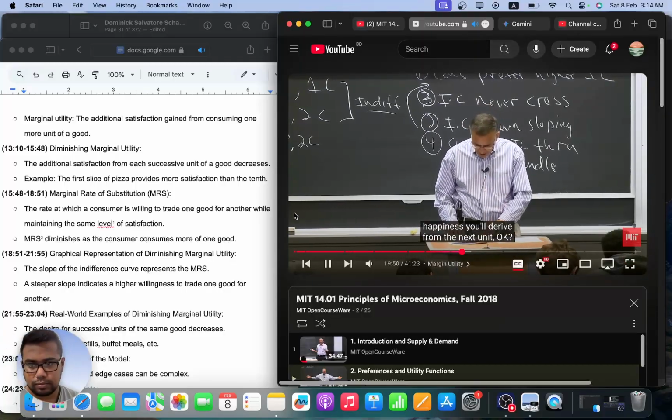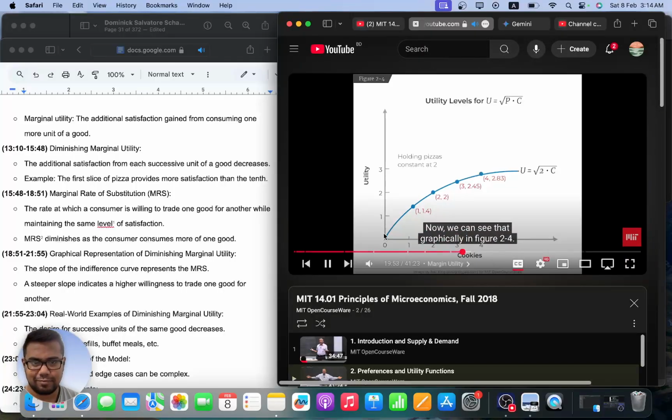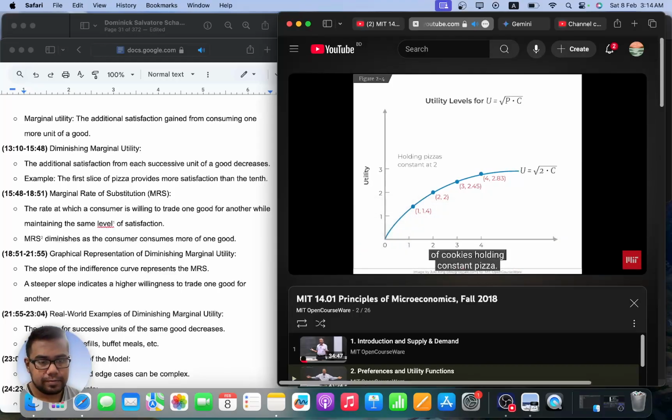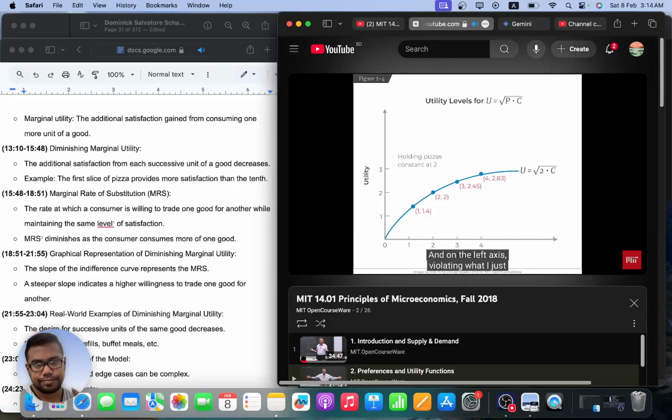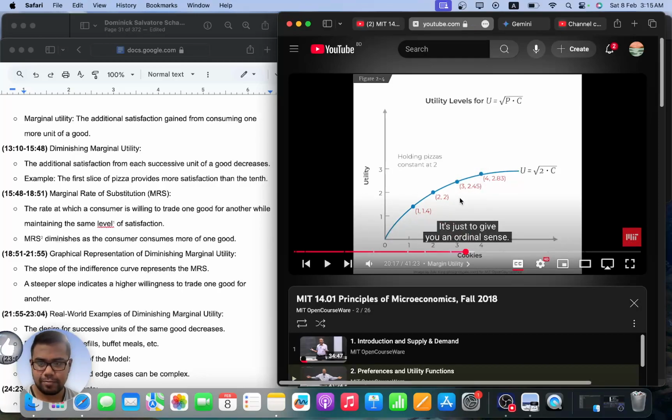Okay? Now we can see that graphically in figure 2.4. Figure 2.4 graphs on the x-axis the number of cookies, holding constant pizza. So let's say I have 2 pizza slices, and you want to say, what's my benefit from the next cookie? And on the left axis, violating what I just said 15 seconds ago, we graph utility. Now once again, the util numbers don't mean anything, it's just to give you an ordinal sense.